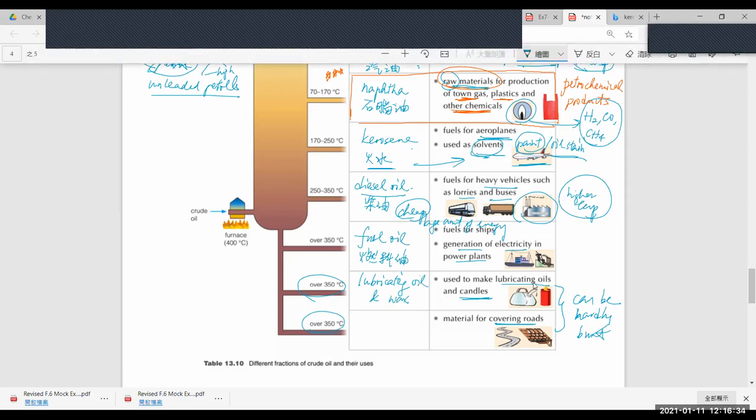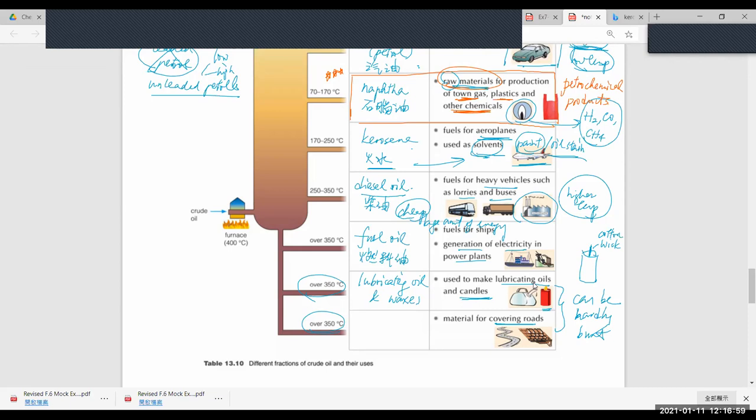And waxes. But wait a minute, waxes, you say, are hardly burned. So how can we make wax burn? You need one important item inside. What is that? Once you see the candle, we have got some cotton wick here. So the cotton wick will give you fire here.